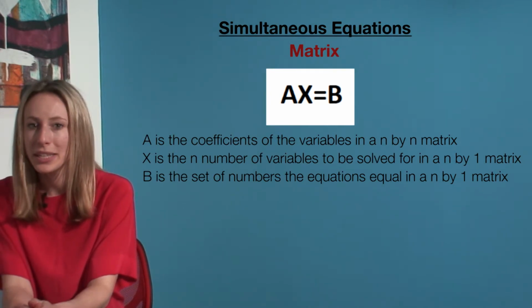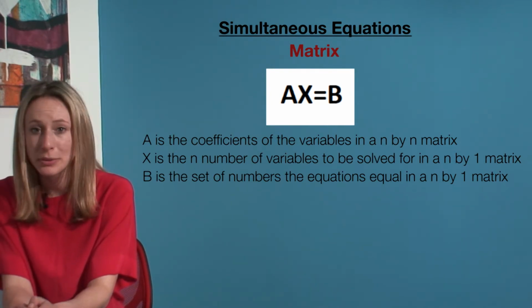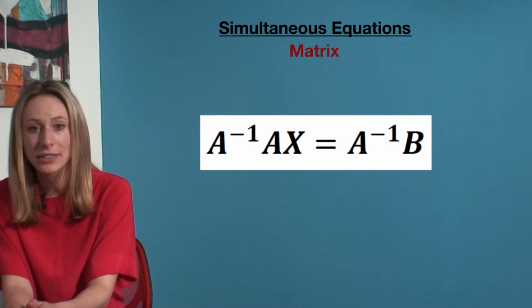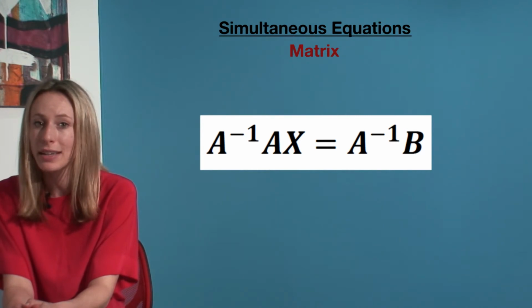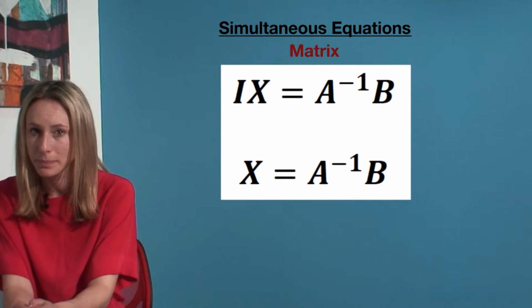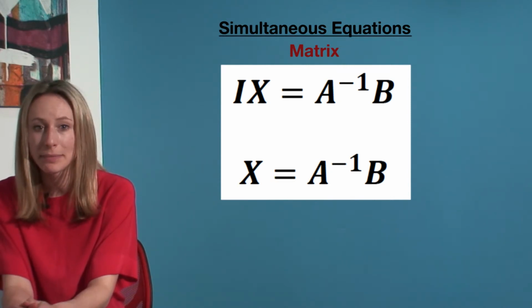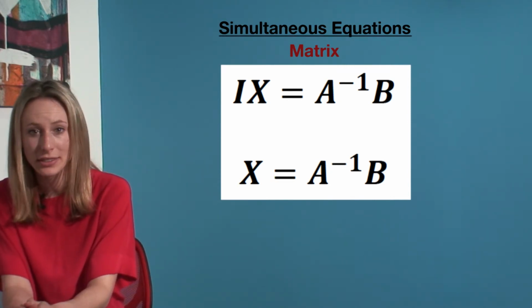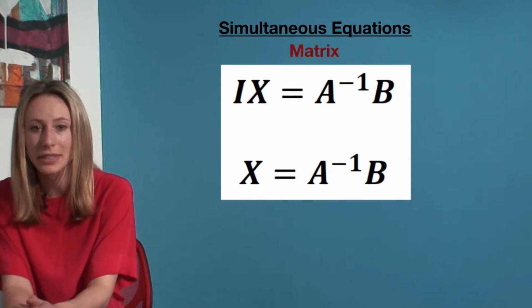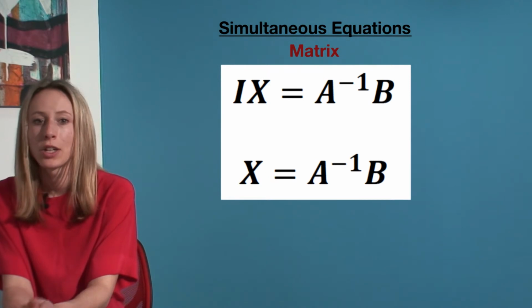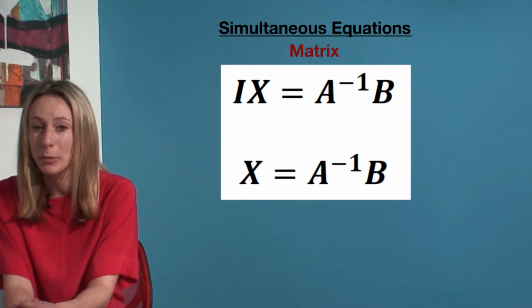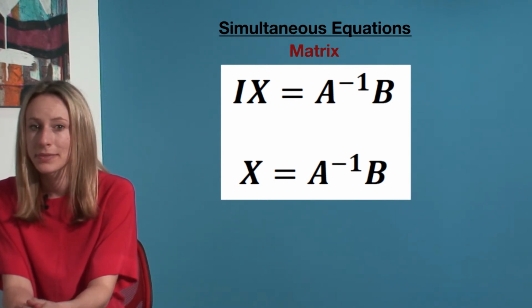To solve the matrix equation, we need to find the A inverse. Once we find the inverse of A, we multiply both sides by this to get inverse of A times AX equals inverse of A times B. Now, the order of matrix multiplication is very important. An inverse times A simplifies down to the identity matrix, which then, when times by X, equals X, and this still equals A inverse B. Once we multiply out the inverse of A times B, we get the solutions to our variable matrix, X.